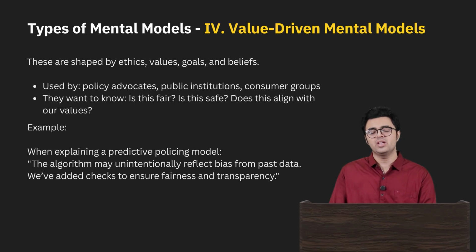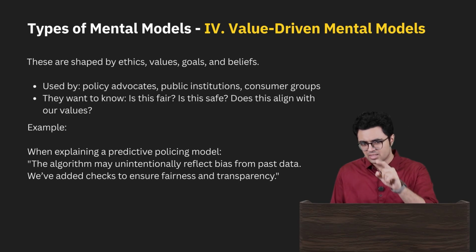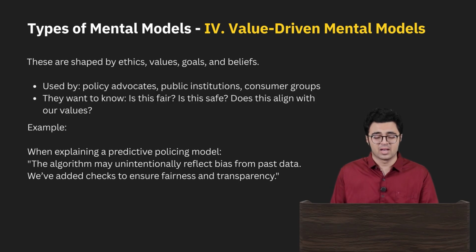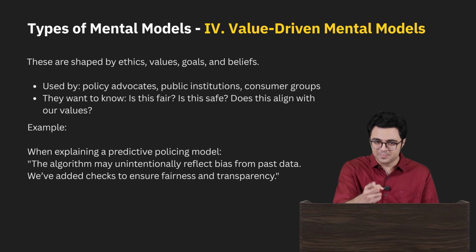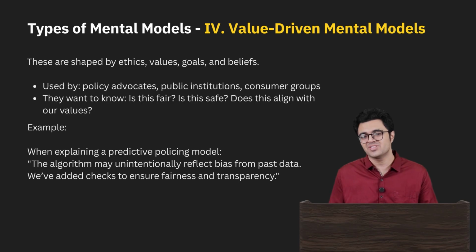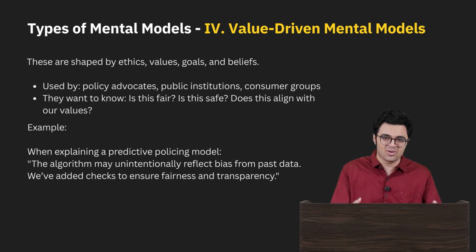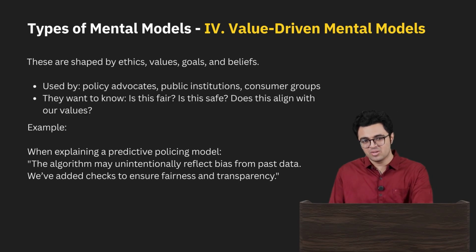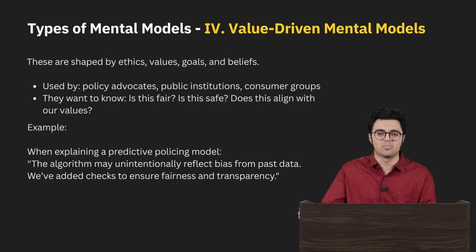For example, when explaining a predictive policing model, you may say something like this: the algorithm may unintentionally reflect bias from past data. We have added checks to ensure fairness and transparency. Look at this sentence very closely. There are three key qualities, key values that are reflected in that sentence. Bias, which is unwanted, it is to be rectified. And how do we rectify it? With checks, and that ensures fairness, desirable, and transparency, also desirable. So these are values that you emphasize as remedies of the inherent flaws within your analysis. That is what ensures that your communication fits in really well with a value-based mental model.